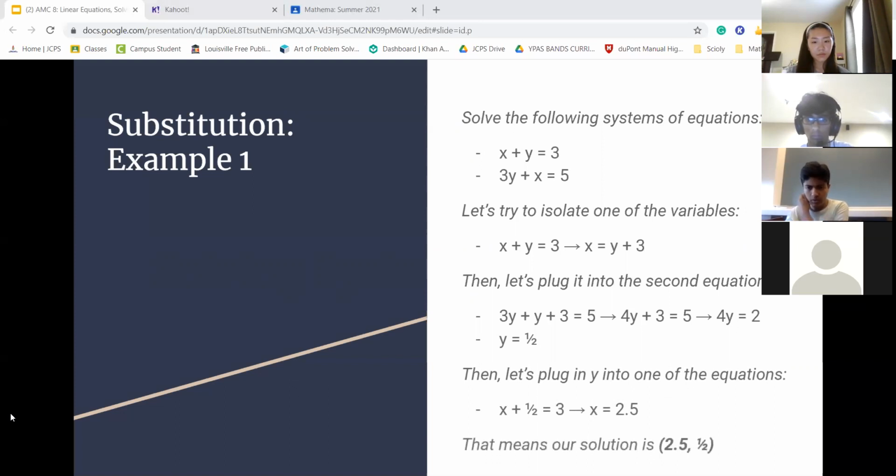Wouldn't it be 3? Are we talking about right here? Yeah, it should be x equals 3 minus y. So like this.